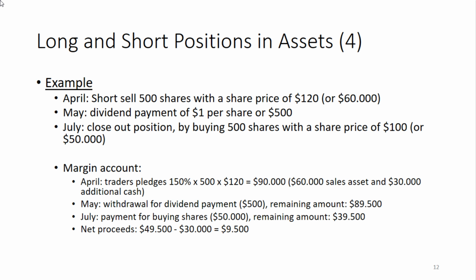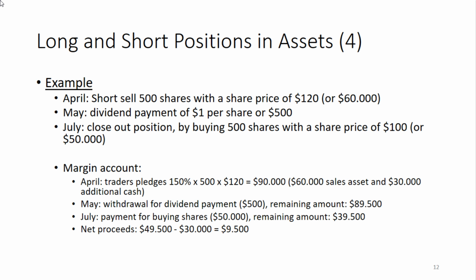Then in May, when the dividend payment occurs, $1 per share, which means in total, if we have 500 shares, a cash flow of $500. Because the party is short the asset, it needs to pay the dividends. And that means a payment of $500. And this payment of $500 will be taken out of the margin account. So the margin account was $90,000, but with this withdrawal of the dividend payment it will now be $89,500.